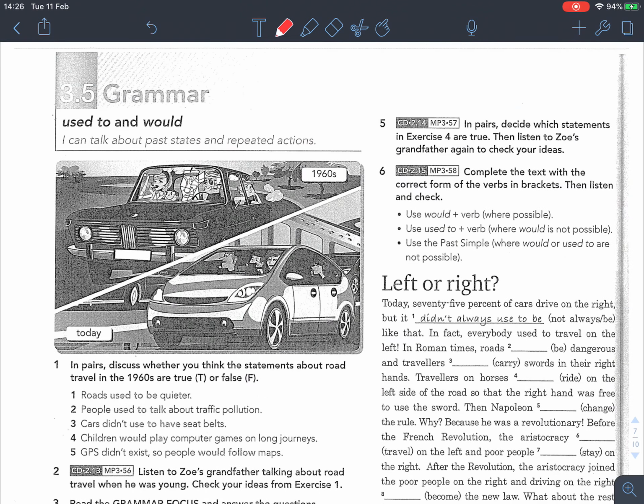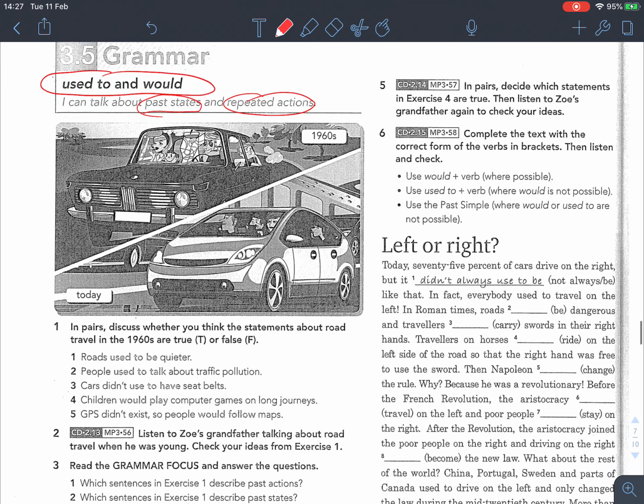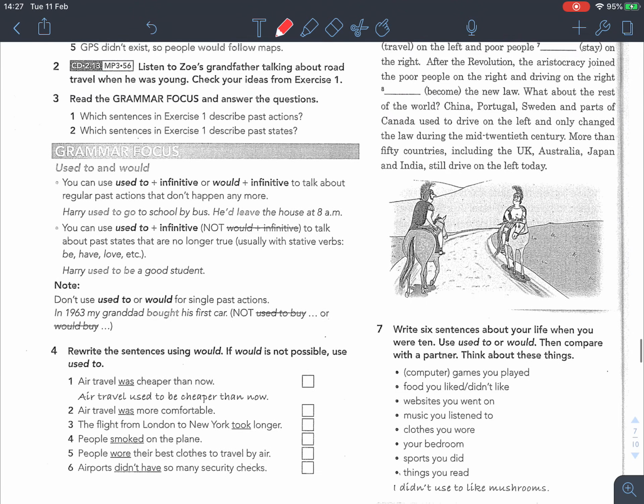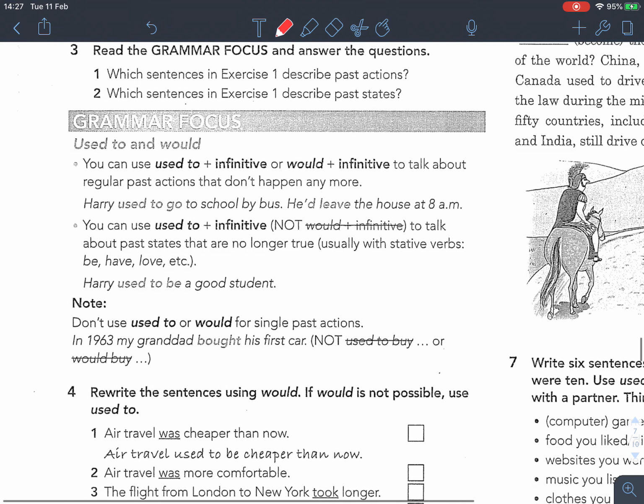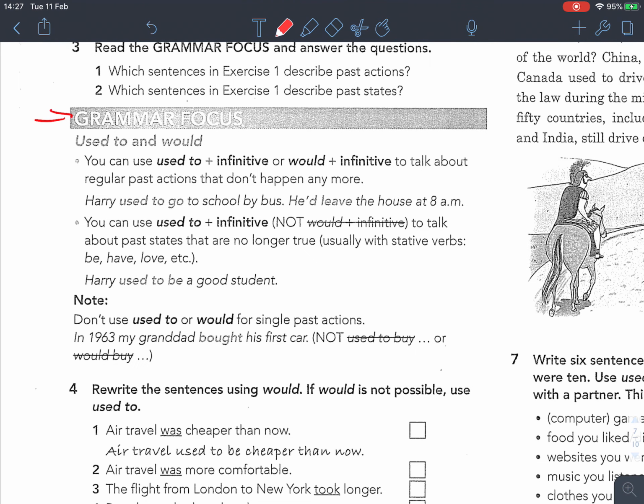So this time we're going to talk about this grammar item, used to and would. So this one is a bit complicated, so pay attention. So we use these two expressions to talk about past actions or states. Okay, so past states and repeated actions. We look at the grammar box right away. So look at the grammar focus box here in the middle of the page.